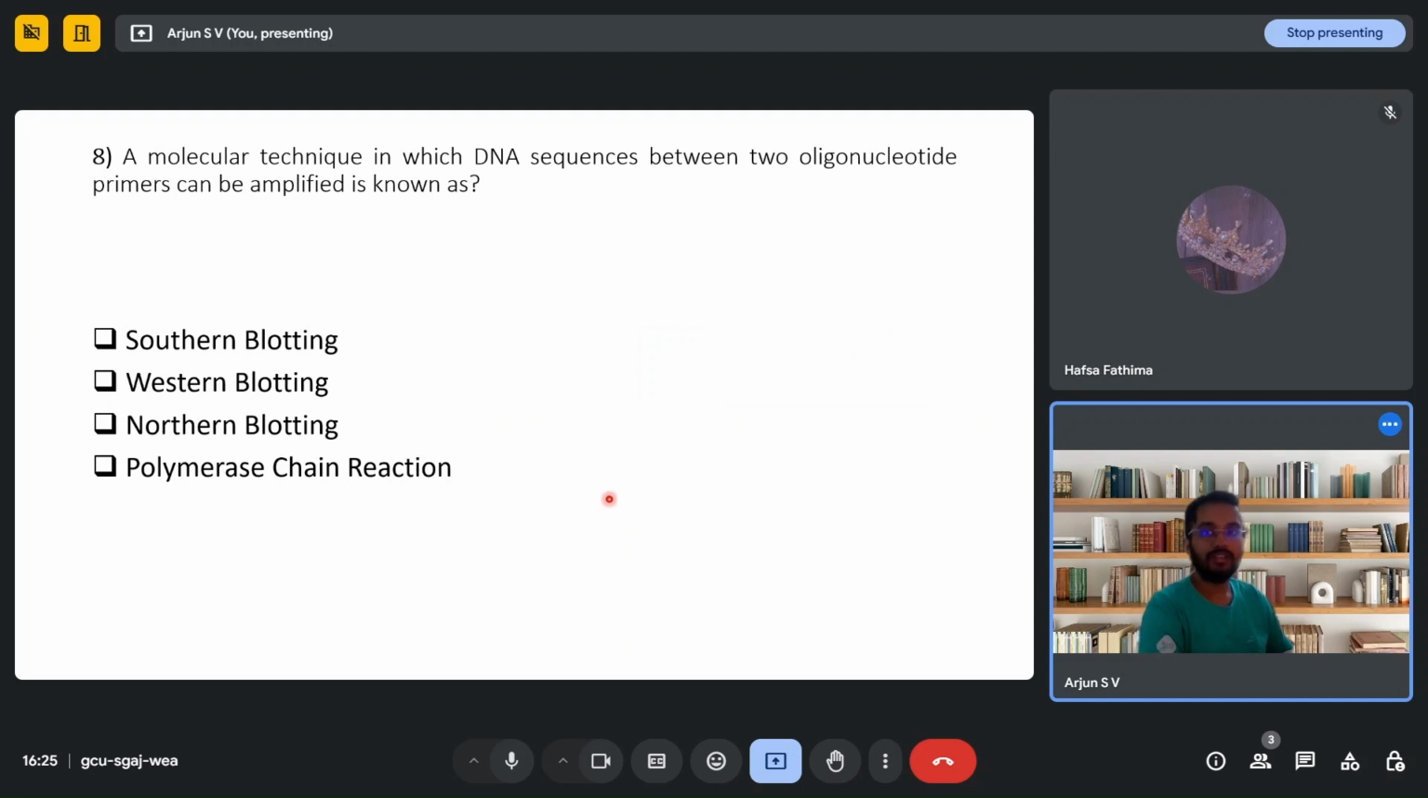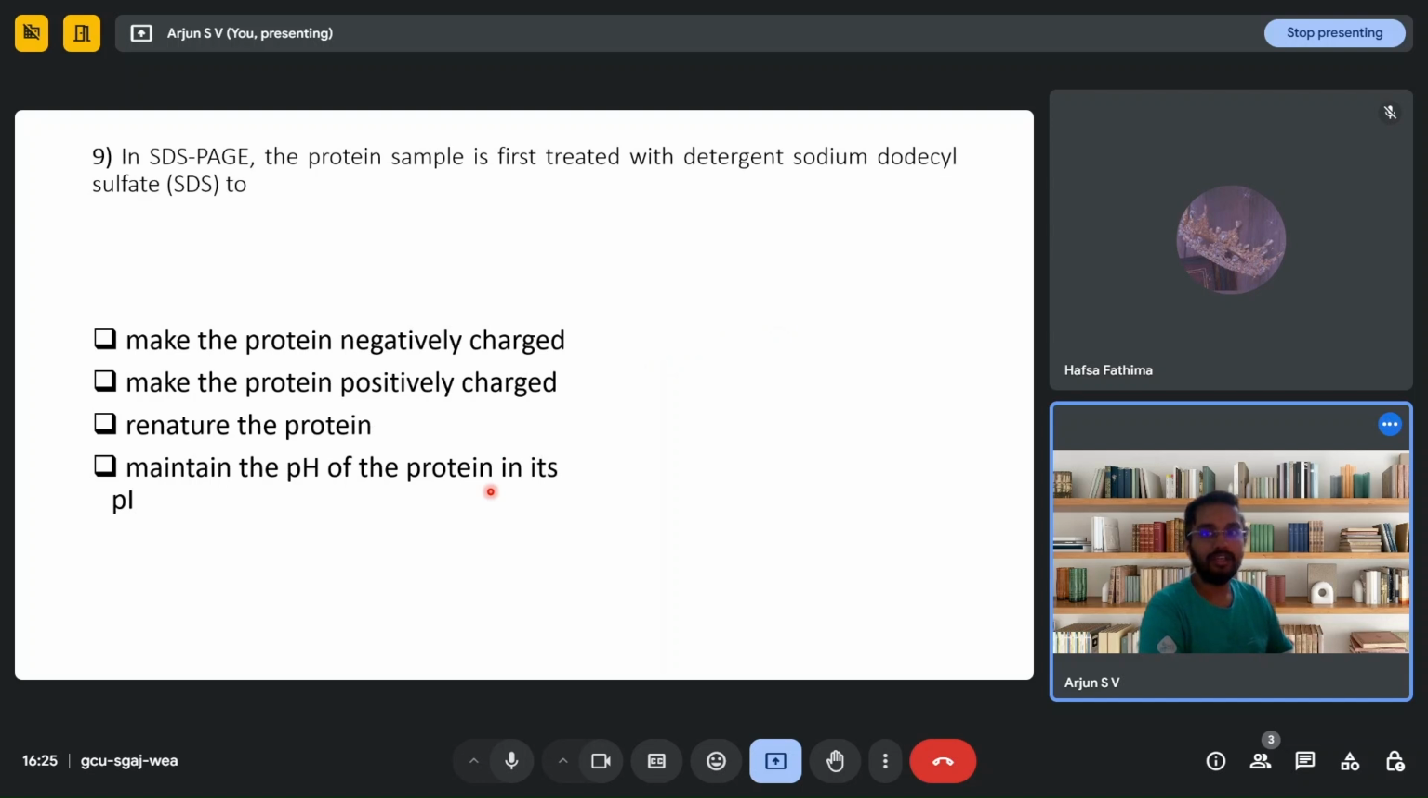Question number 8 is a simple question. A molecular technique in which DNA sequences between two oligonucleotide primers can be amplified is known as polymerase chain reaction, or PCR. So we had already discussed the concept of PCR over week 2 and week 3. So next question. In SDS-PAGE, the protein sample is first treated with detergent sodium dodecyl sulfate to do what? And the answer is sodium dodecyl sulfate is a surfactant, so it helps to make the protein uniformly negatively charged. So the answer is option number 1.